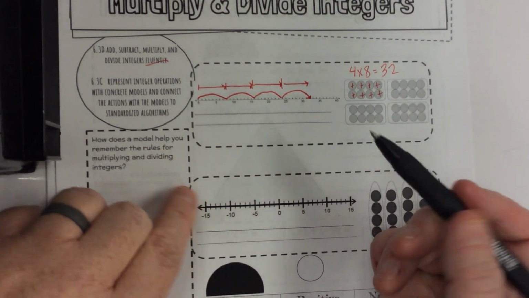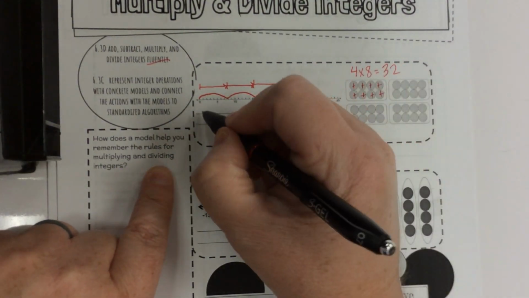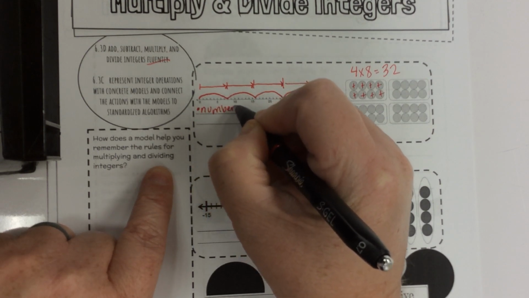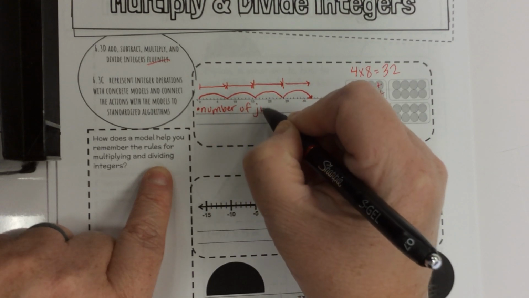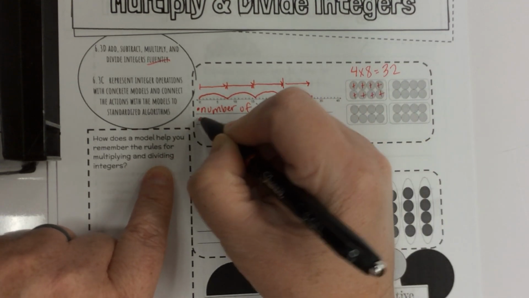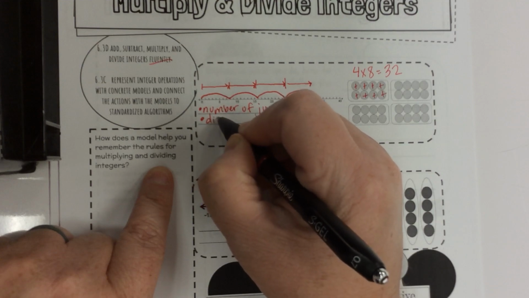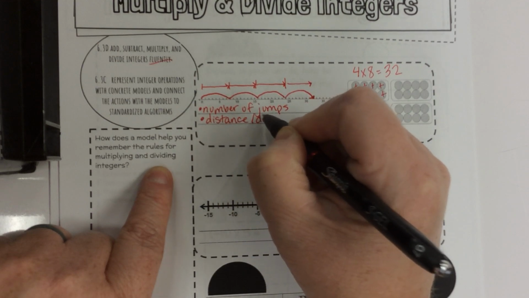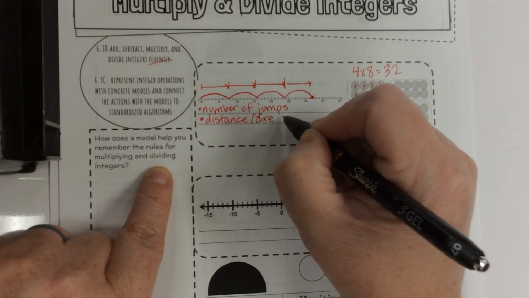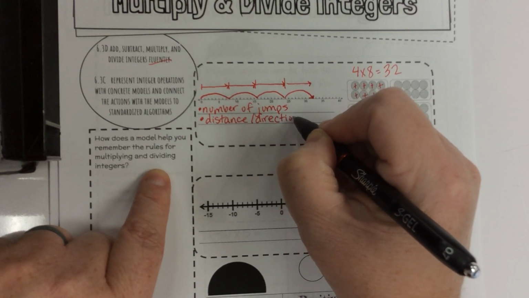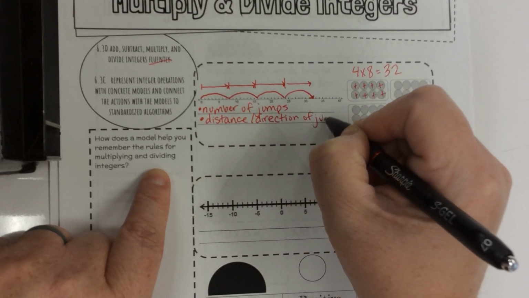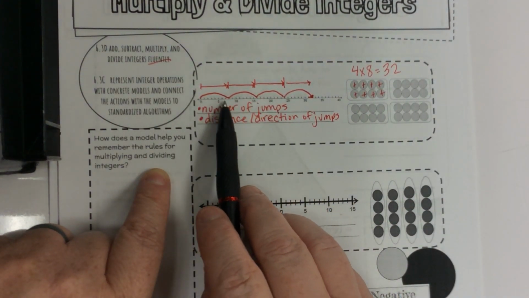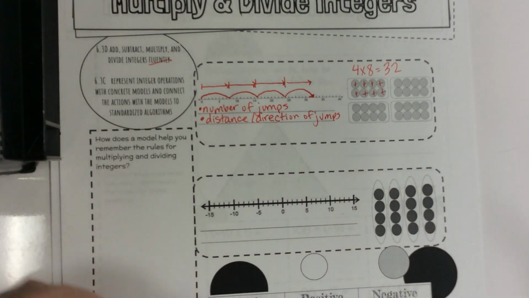So 4 times 8. So one number represents the number of jumps, okay? And how many jumps do we have here? 4. The other number tells the distance of each jump. Distance and direction, okay? Now by direction, I mean whether you're going positive or negative direction, okay? So this one, I had 4 jumps, and each jump was 8 spaces in the positive direction.